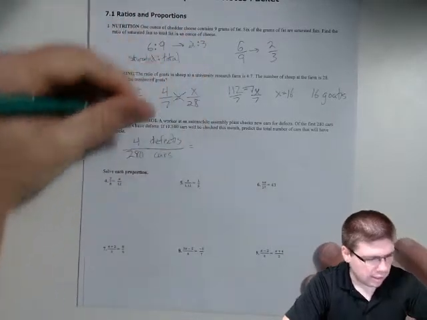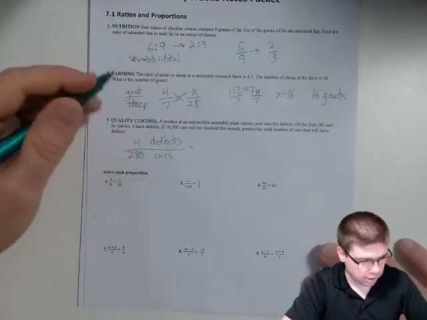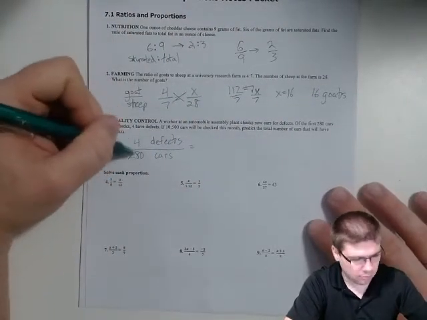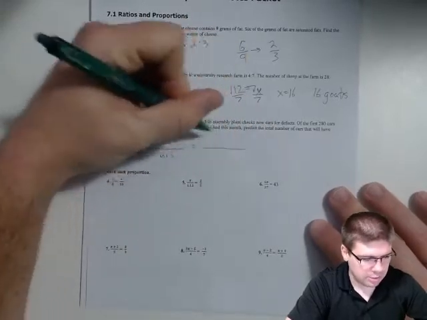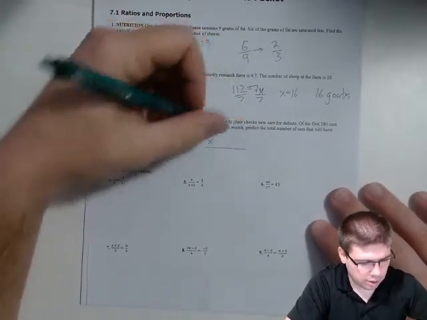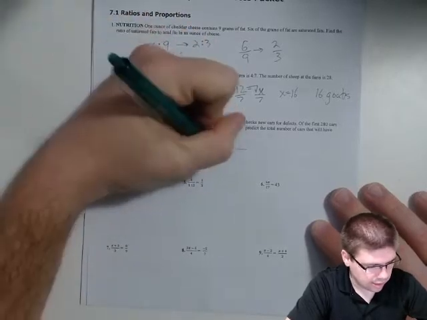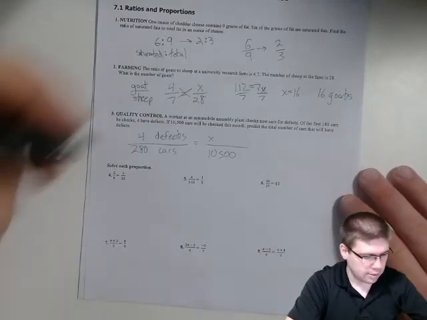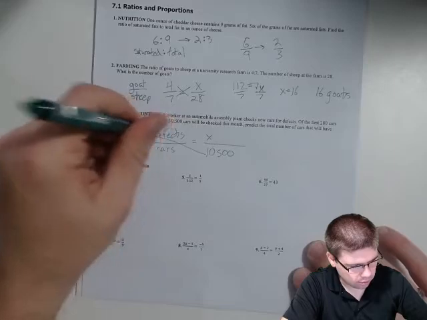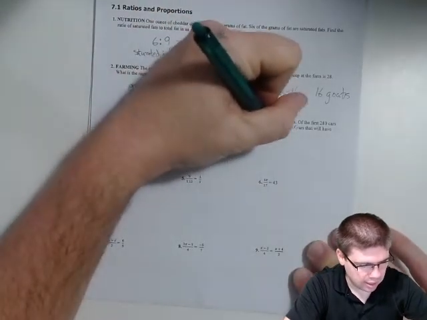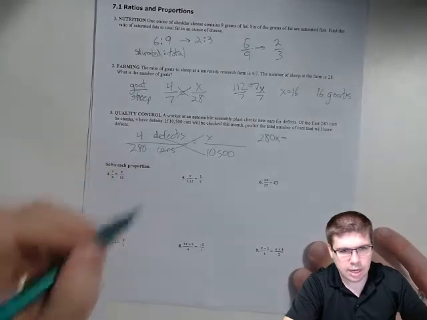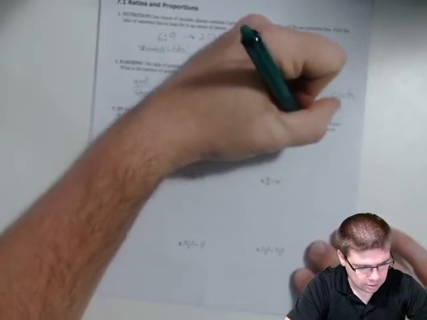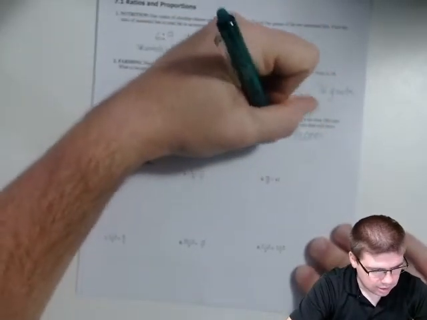Well, I want to make that if 10,500 cars will be checked this month, predict the total number of cars that will have defects. And we're expecting that same rate or ratio. And so we're expecting whatever, we don't know, question mark, per 10,500. And again, this is defects per car checked. So we can then do the similar thing, cross multiply, and so we're going to get 280x is 4 times 10,500, which is 42,000.